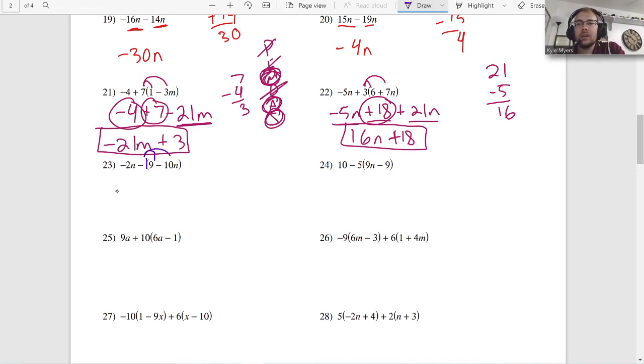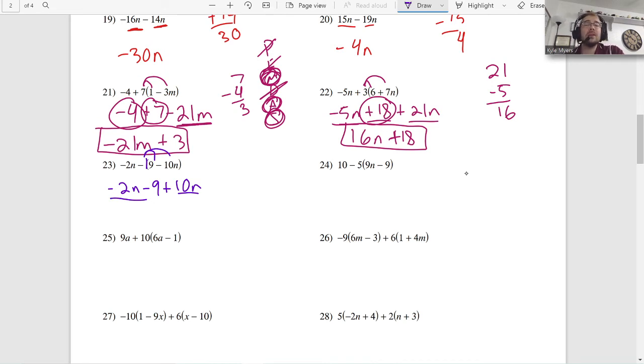So negative 2n. Negative 1 times 9. Well, it's going to be minus because a negative times a positive is a negative. It's a positive 9. And then 1 times 9 is 9. Okay. Negative 1 times negative 10. Negative times a negative is a positive. 1 times 10 is 10. And n. And here's some like terms.